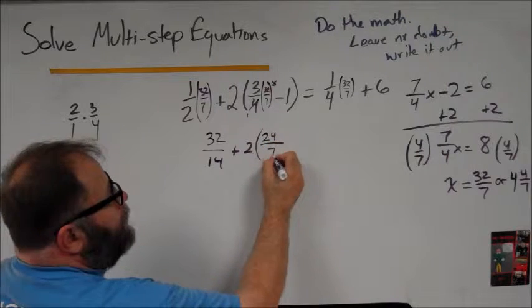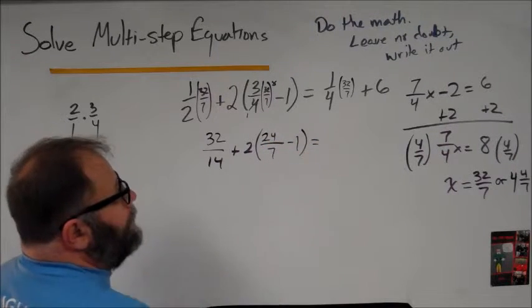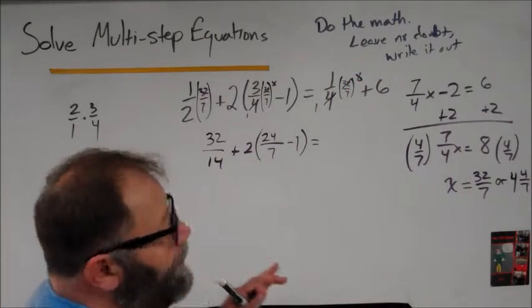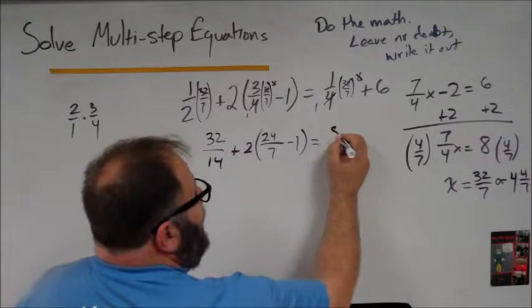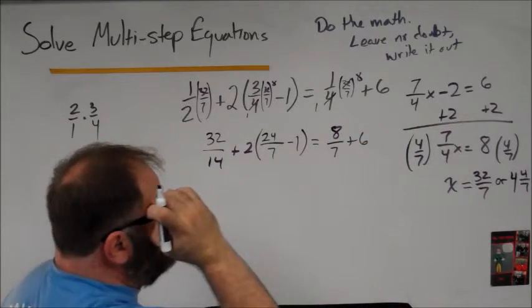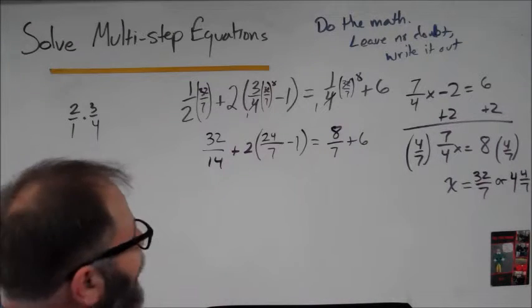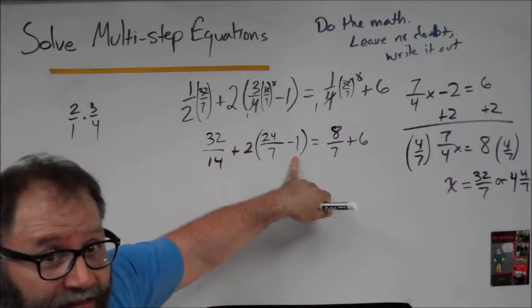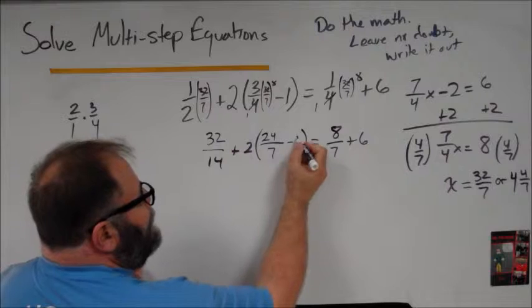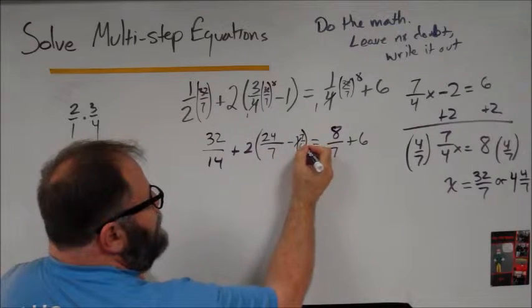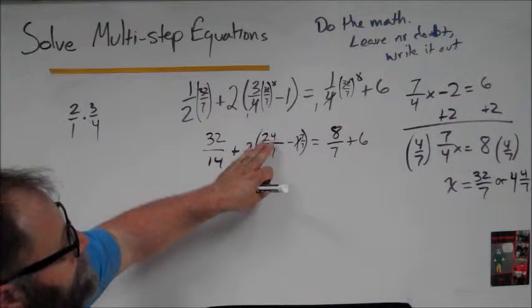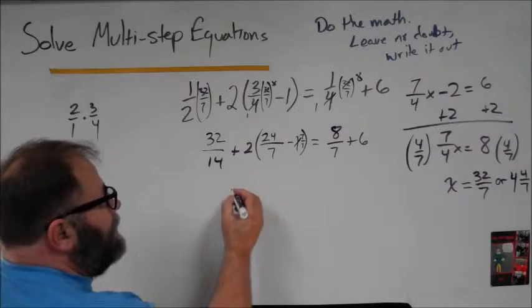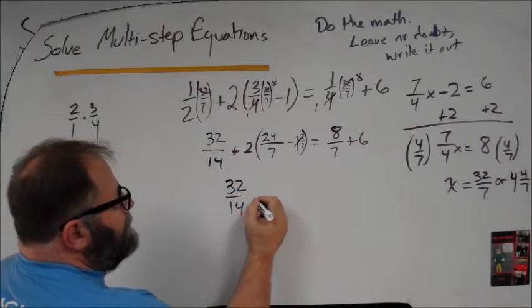24 over 7 minus 1 equals. Here's that 4 and 32 again, so let's knock that down. Divide both by 8, or divide both by 4 to get 8. That gives me 8/7 plus 6. Whew. Okay. What is 1 in sevenths? 7/7. So, if I make this into 7/7, I'm going to cross that out and just write 7/7 in there. Now I've got 24/7 minus 7/7. 24 minus 7 is 17. So that's giving me 32/14 plus.